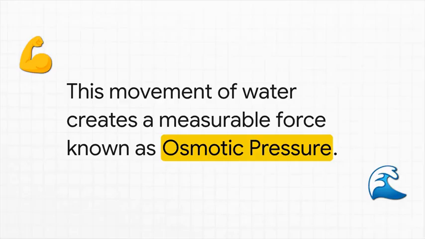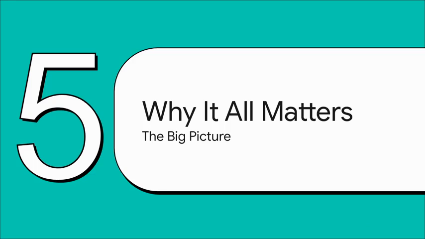This powerful rush of water actually generates a real, measurable force. That force, the one that's pushing up the column of water on the right side, is what we call osmotic pressure. And trust me, this is a huge deal in biology. It's involved in everything from how our kidneys filter blood to how plants can pull water all the way up from their roots.